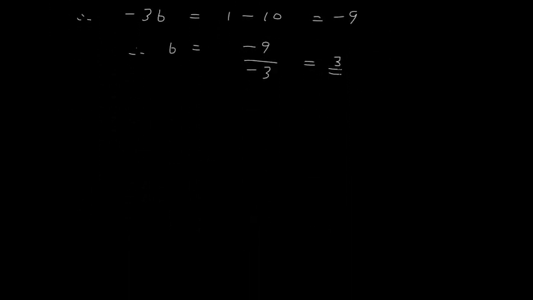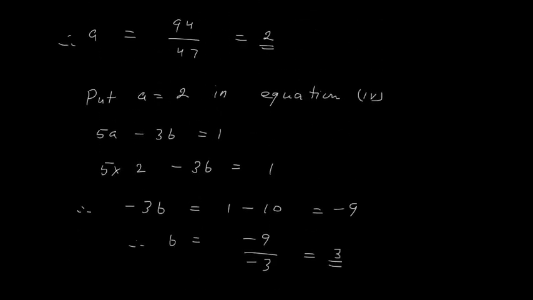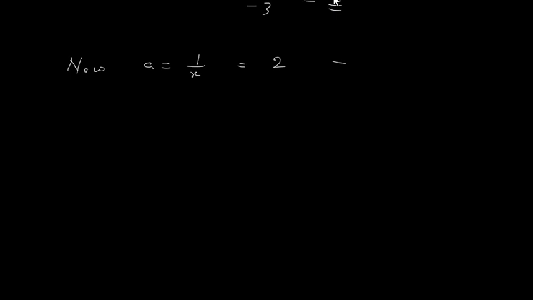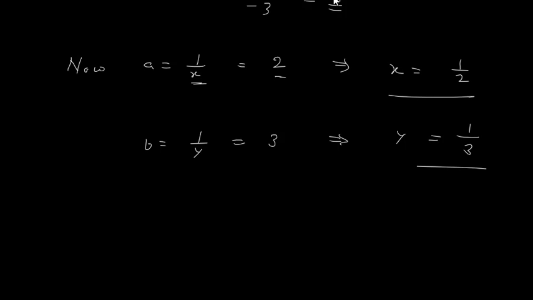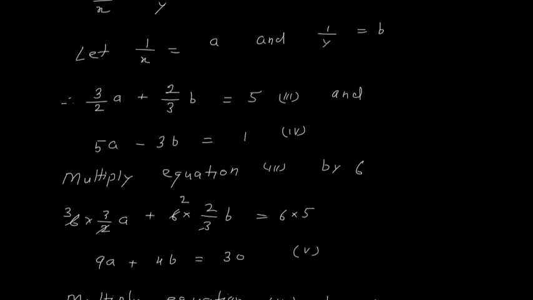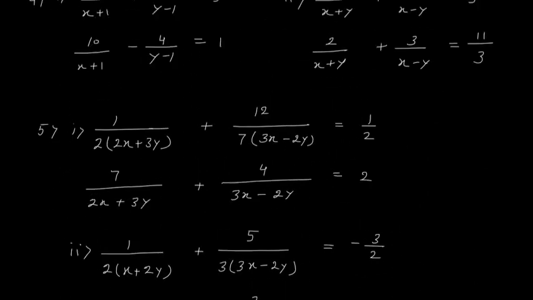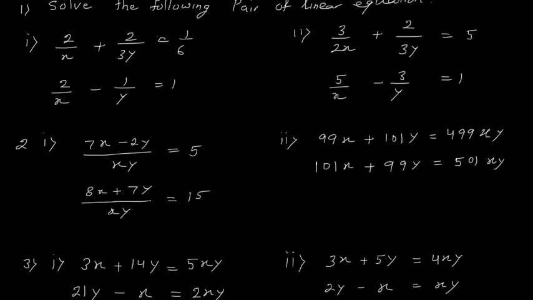Now a is 1 upon x. So a is 2, so 1 upon x is 2. This implies the value of x will be 1 upon 2. So we reciprocate here, and b is 1 upon y, and its value we are getting is 3. So this gives me the value of y as 1 upon 3. So here we got the value of x and the value of y. The value of x is 1 by 2 and the value of y is 1 by 3. So this is all about equations reducible to linear equations.